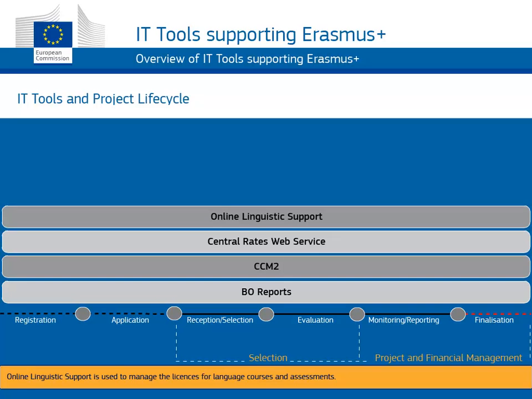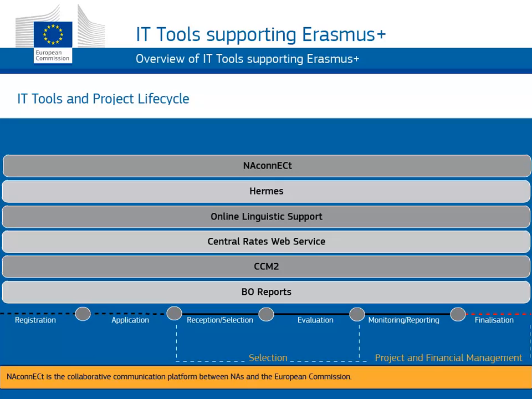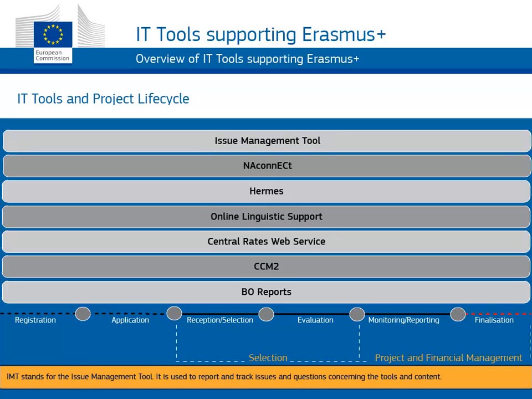Online linguistic support is used to manage the licenses for language courses and assessments. Hermes is used as a document management system. NA Connect is the collaborative communication platform between NAs and the European Commission. IMT stands for the Issue Management Tool. It is used to report and track issues and questions concerning the tools and content.